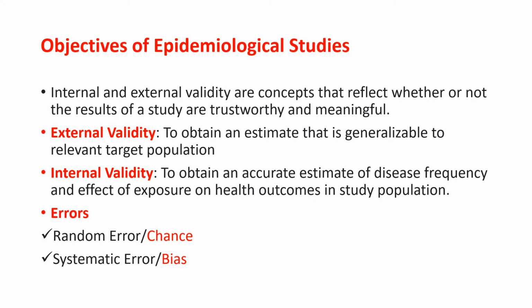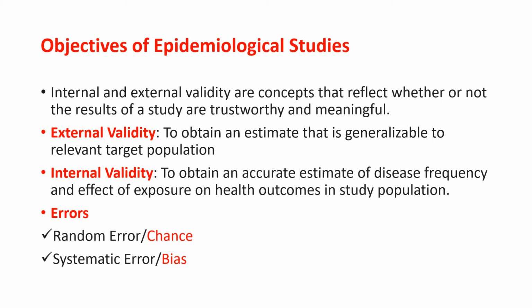So what are these epidemiological studies done for, and what are the objectives behind this? In any epidemiological study, it is very important that it is valid. When we say valid, it means that it is supposed to measure what it is intended for. And in this validity, we look for two types of validity. There's external validity, and another is internal validity. These are concepts that reflect whether or not the results of the study are trustworthy and meaningful and can be applied in real life on a larger scale.